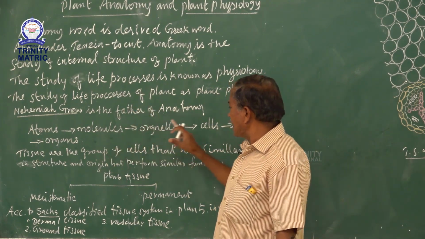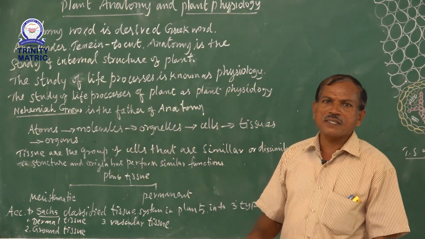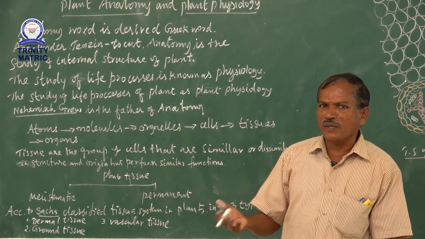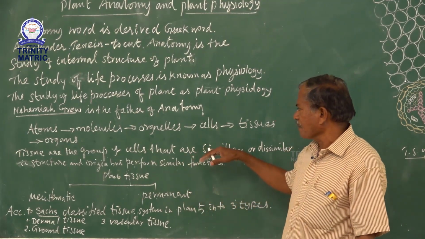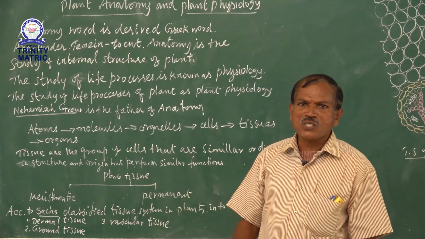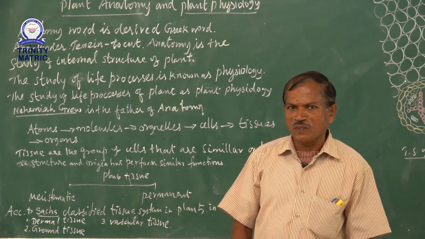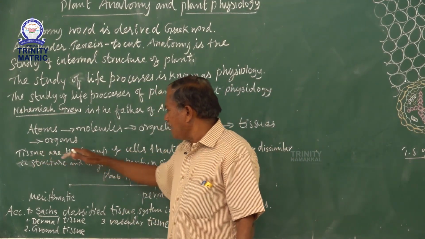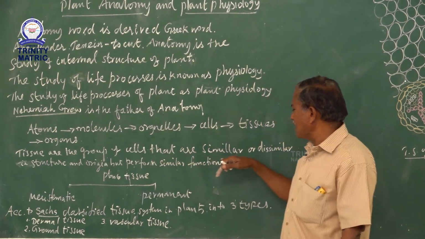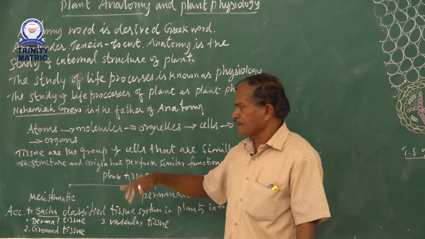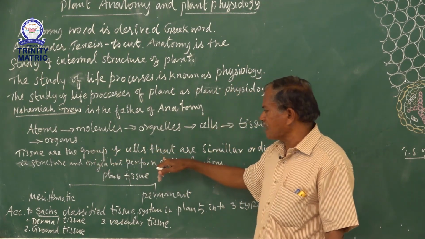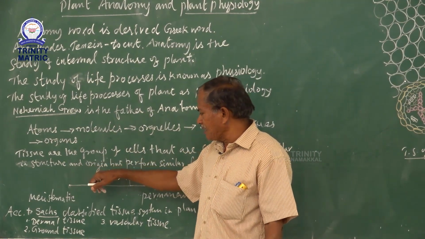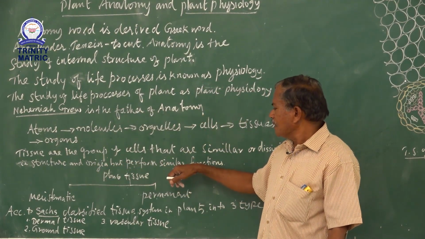So what is a tissue? What is a cell? Cell is the structural and functional unit of all living organisms. We already studied this in our lower classes, 6th and 7th standard. Now define tissue: what is a tissue? Tissues are groups of cells that are similar or dissimilar in structure and origin, but perform a similar function.